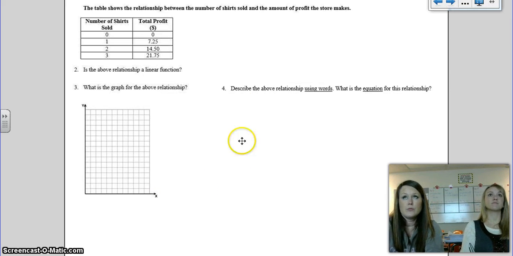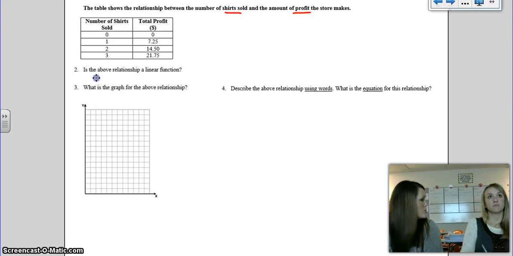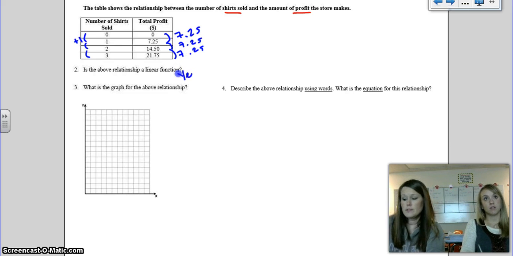The table shows the relationship between the number of t-shirts sold and the amount of profit the store makes. Profit is how much money you make at the end. Is the above relationship a linear function? I'm going to look for a constant rate of change. That's up by 7.25, then 14.50, then 7.25 again. And up 1, 1, and 1. So yes, it is linear because this went up by the same amount, and this was up by the same amount.